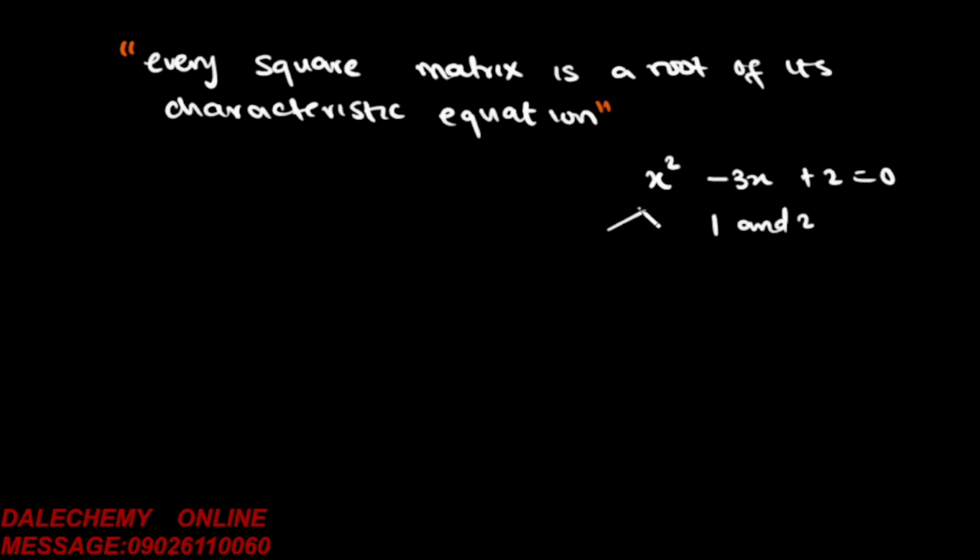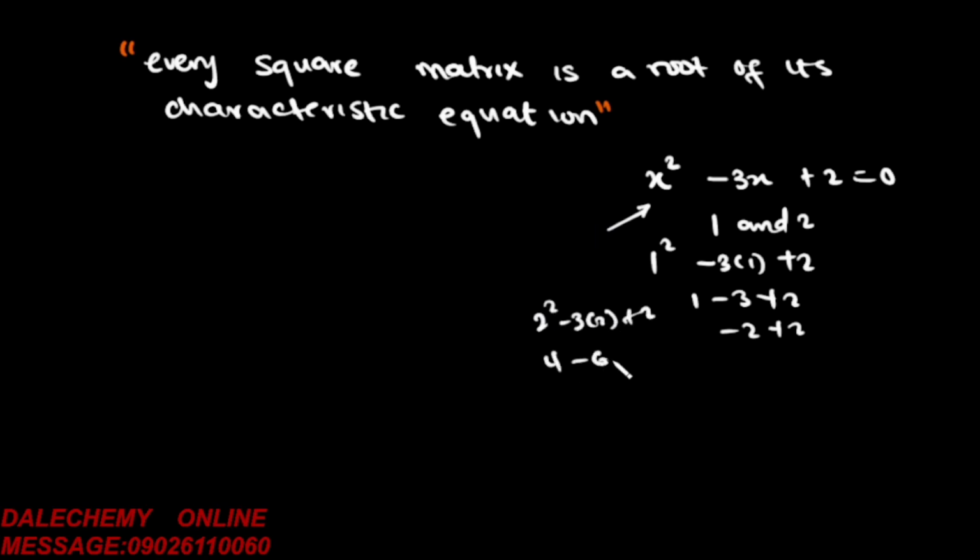So when you substitute 1 into this equation, we have 1 squared minus 3 times 1 plus 2. That will give you 1 minus 3 plus 2, which is minus 2 plus 2. And if you substitute 2, we have 2 squared minus 3 times 2 plus 2. That will be 4 minus 6 plus 2, that will be minus 2 plus 2. So these 2 and 1, when substituted into this equation, give 0. They are the roots of that equation.